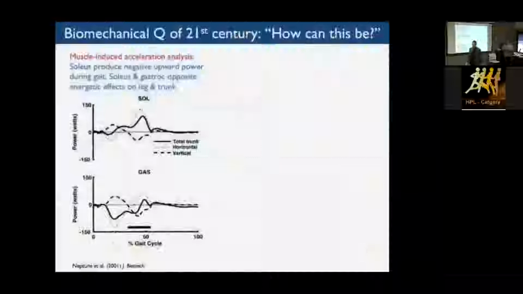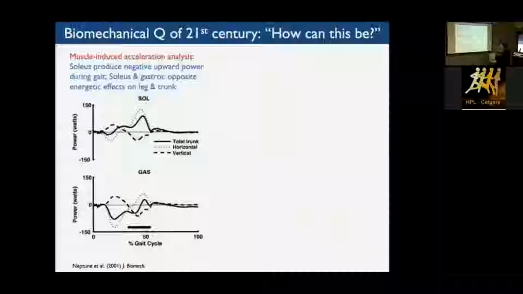Thank you, Mike. The number one question I've gotten in the 21st century is, what is going on? This is a technique called muscle-induced accelerations that's sort of taken the biomechanics world by storm.